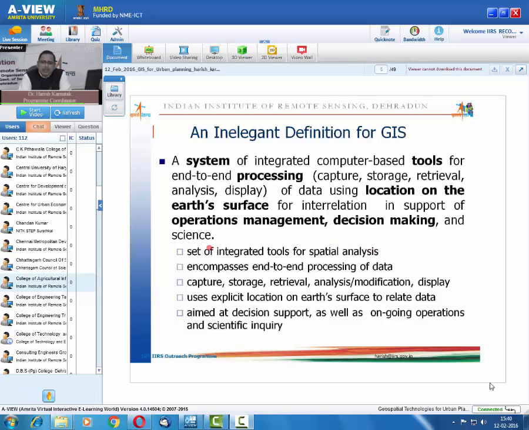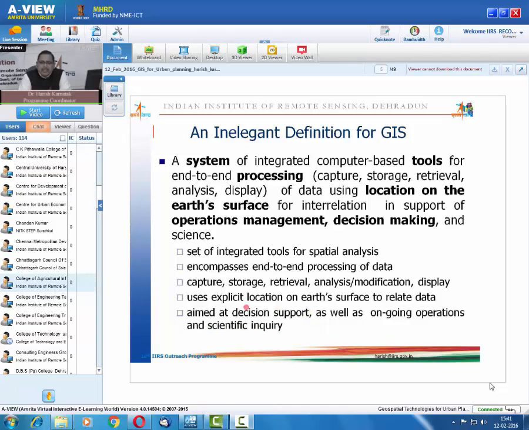There will be some existing tools available, and you can also modify these tools as per your requirement. It also includes end-to-end processing of the data. So how do we process this data? What algorithms are required to process data? That is also part of the GIS. It has capturing, storage, retrieval, analysis, modification and display of data. This is also part of GIS activity. It uses the explicit location on the surface to relate the data. It is aimed at decision support as well as ongoing operations and scientific inquiries.